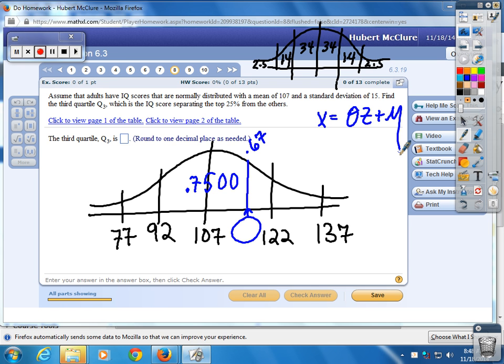You know what I do that first? You're checking your table. Can I teach the class? Is that all right? Can I be in charge for a while? Second VARS, inverse norm, 0.7500. What do you get? Point what? 0.675. So that's close enough for government work.